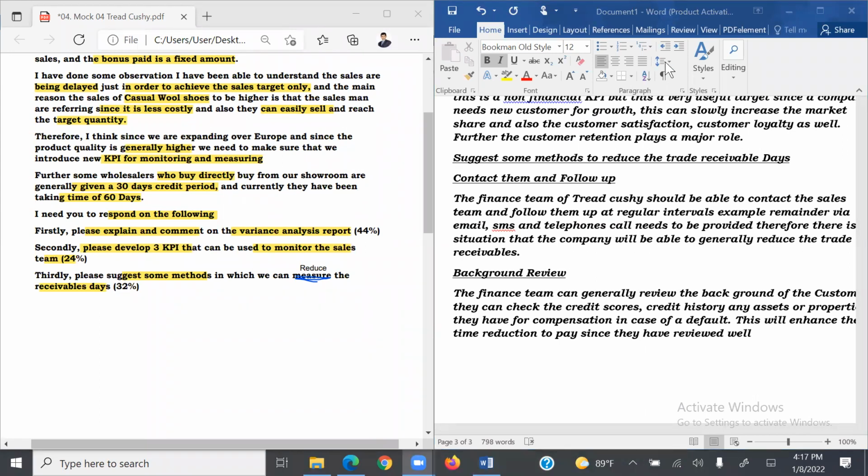Can't we outsource the collection to a third party? Yes, we can do that as well. So this is 1, 2, 3. Let's go for that for the last thing.